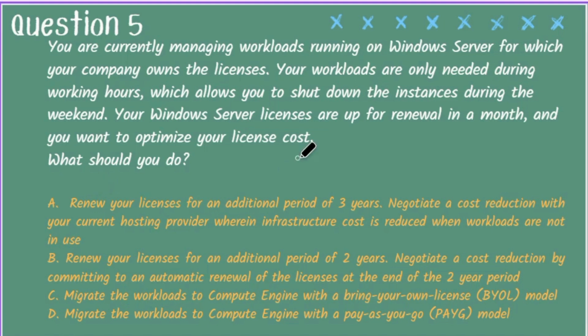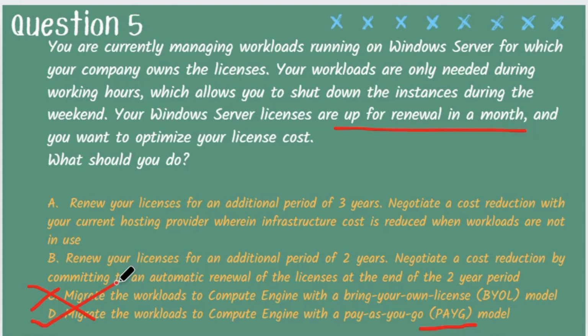The first option says renew your licenses for an additional period of 3 years. Option B says negotiate a cost reduction with your current hosting provider, wherein infrastructure cost is reduced when workloads are not in use. And option D says renew your license for an additional period of 2 years. Negotiate a cost reduction by committing to an automatic renewal of license at the end of the 2-year period. And option C says bring your own license model. This is definitely not going to work because your licenses are up for renewal in a month. So the only good option here is migrate your workloads to Compute Engine with a pay-as-you-go model. This will also simplify your requirement of handling license costs.